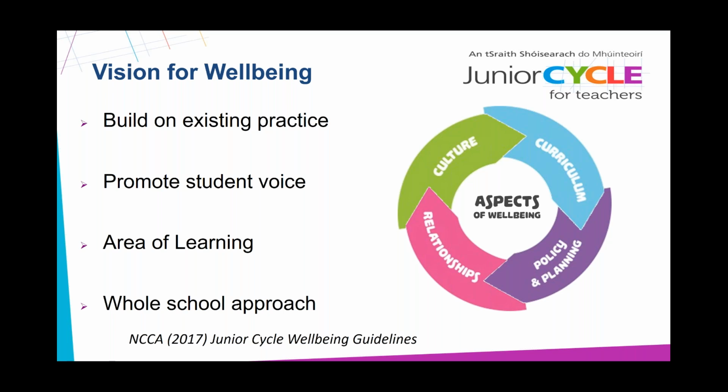The first one is school culture: the school mission and ethos, the physical and social environment of the school, and also the culture in the classroom. And we'd also be thinking about the teaching and learning and the approaches to assessment that are used there. In terms of curriculum then, it refers to the curriculum components in junior cycle where students explicitly learn about wellbeing. And we'll be looking more closely at this category as our webinar goes on.